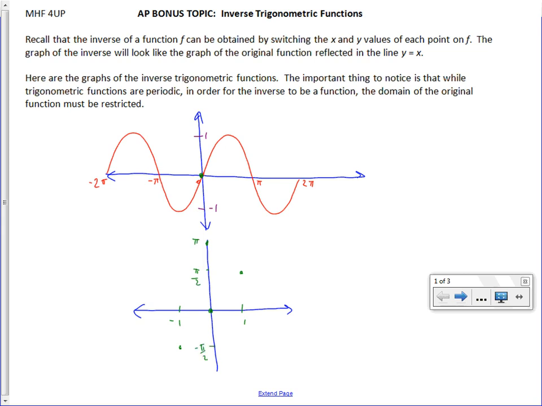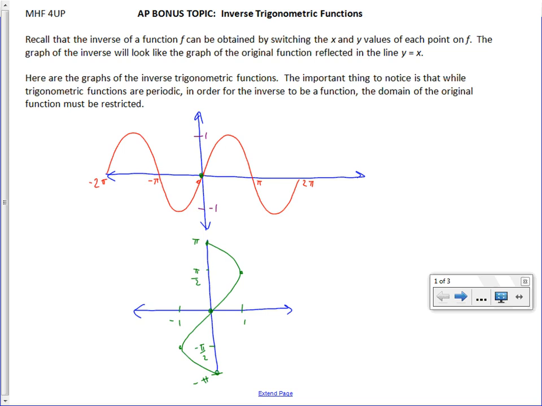You have to swap it so that the pi's are going to be on the y-axis, and the 1, negative 1 is going to be on the x. And if we do that, you guys kind of see an issue of what's going to happen. Is this a function?